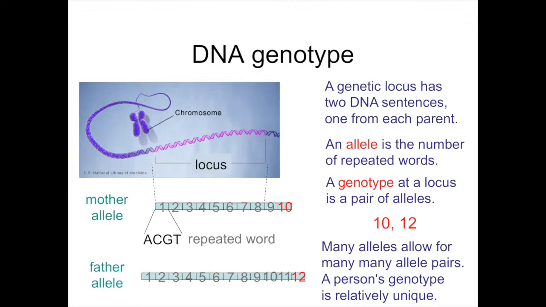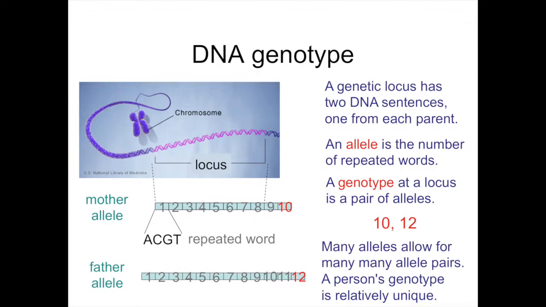The other allele in the same volume of the encyclopedia, but the encyclopedia inherited from their father, has the identical paragraph, but now there are 12 repeats of that word. And that pairing of 10 repeats and 12 repeats of those 2 alleles is what forms a genotype. And so a person's genotype at one location would be a 10, 12.